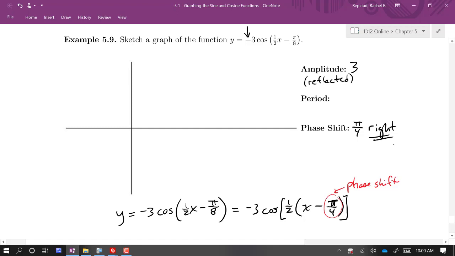The period is still 2 pi over b, and b is equal to 1/2, and I could tell that by looking at the function as given or after I factored it out. So 2 pi divided by 1/2 is the same as 2 pi times 2, or 4 pi. And I think we're ready to start. So I'm first going to sketch the function without the phase shift. The first thing I'm going to do is sketch -3 cosine of 1/2 x. That has a period of 4 pi.